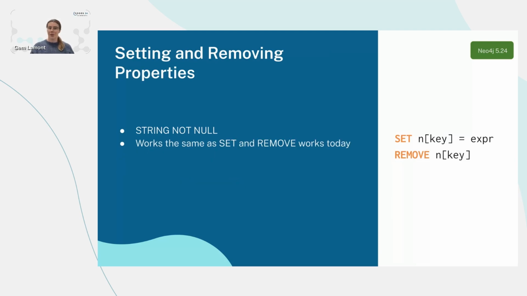The other already released feature is setting and removing properties dynamically. Once again, we're using the same set and remove clauses. What we have here is also the same property syntax we have for dynamically accessing property keys on nodes and relationships, but now we can set and remove them. Once again, it needs to just be a string, and otherwise it works exactly the same as set and remove does today.